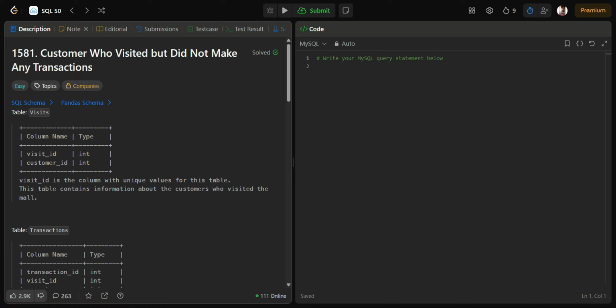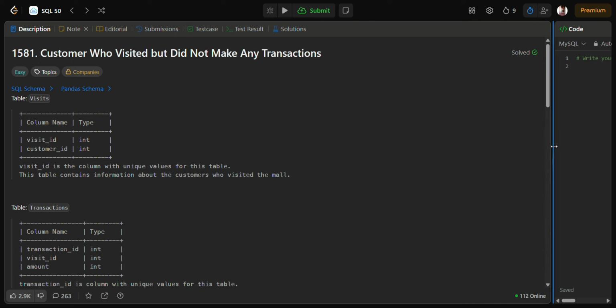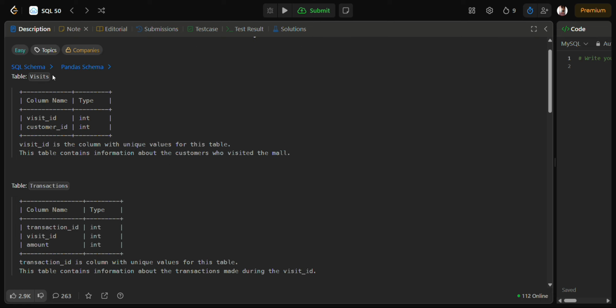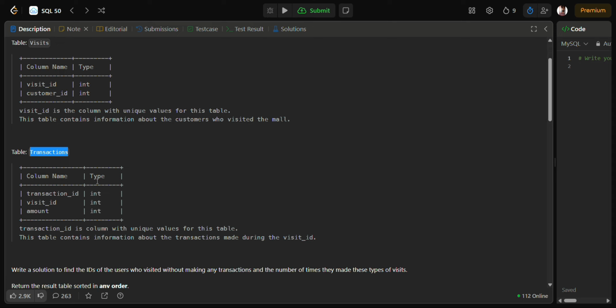Let's dive right in. Let's start by understanding what this problem is asking us to do. Imagine you're managing a mall and you have two different types of data. The first dataset records the visits of customers to the mall. Every time a customer enters the mall, it gets recorded as a visit, with a unique visit ID and the customer's ID. The second dataset tracks transactions. Whenever a customer makes a purchase during a visit, it's recorded as a transaction, with a unique transaction ID, the visit ID it belongs to, and the amount spent.